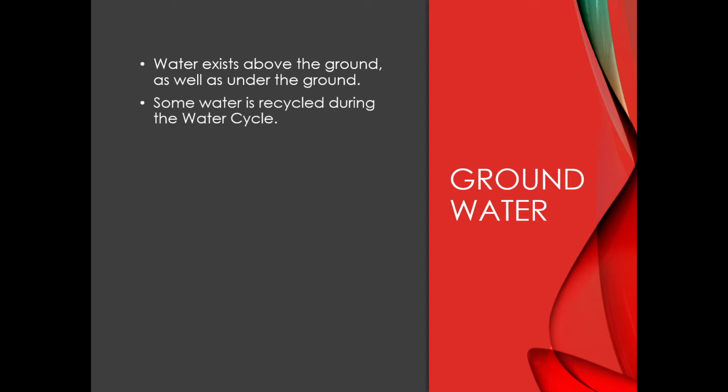Some water is recycled during the water cycle. Of course, we already studied the water cycle in which water evaporates and it condenses, it becomes rain, and then it comes back to the ground. But while some of that water stays in the rivers, lakes, or at the top of the surface, there is some other water that actually goes under the ground. Some other water penetrates inside the ground, and that is what we call infiltration. So infiltration basically means that water is going to go right below the ground.